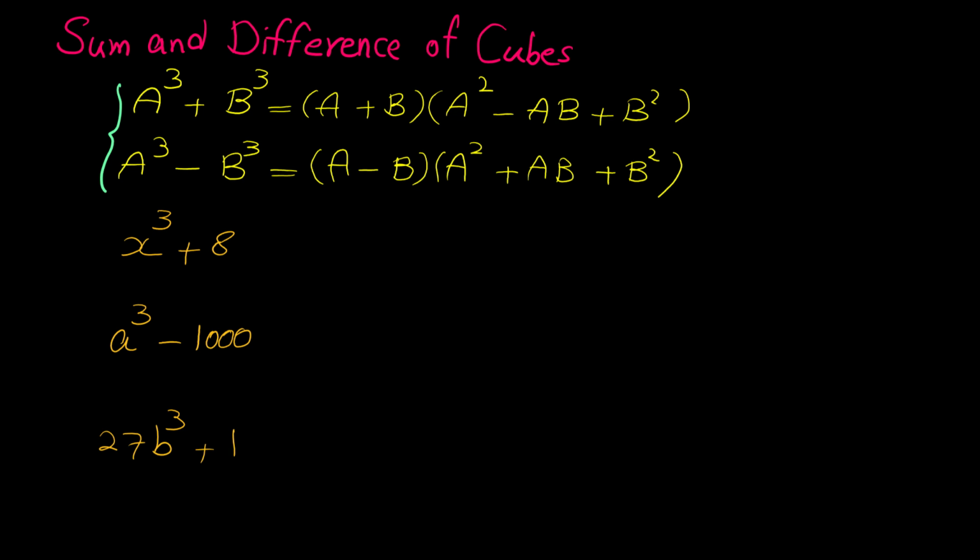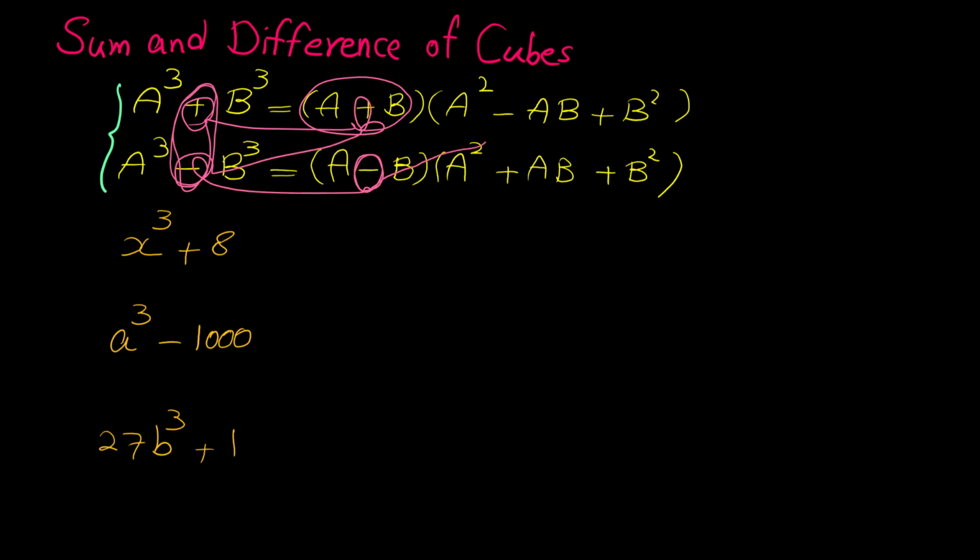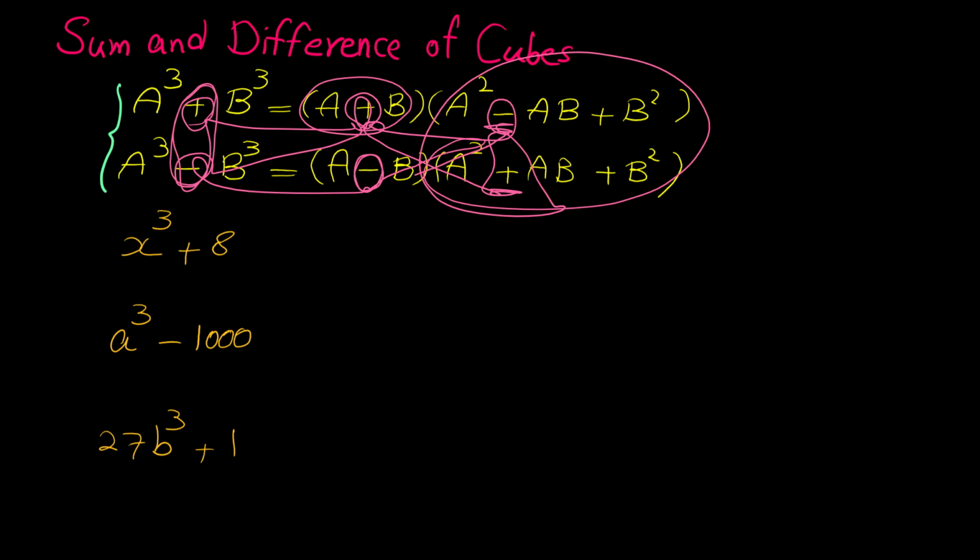The thing that we have noticed in these identities is that when we have plus, in the first bracket we have plus, and if it's minus, in the first bracket we have minus. And in the other bracket, the sign of these two terms is exactly opposite. If here is plus, here we have minus. If here is minus, the other one is plus.